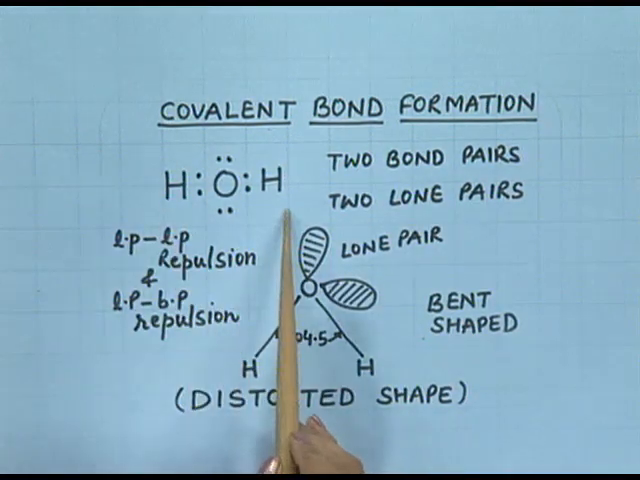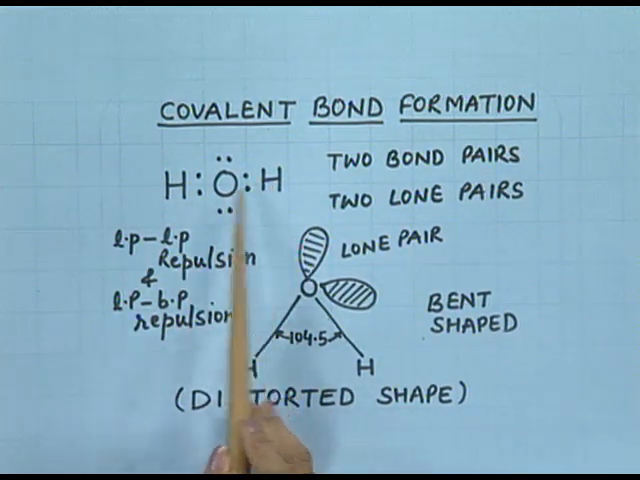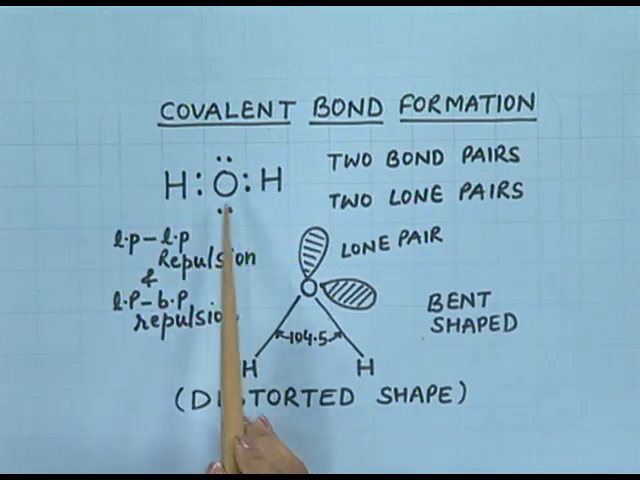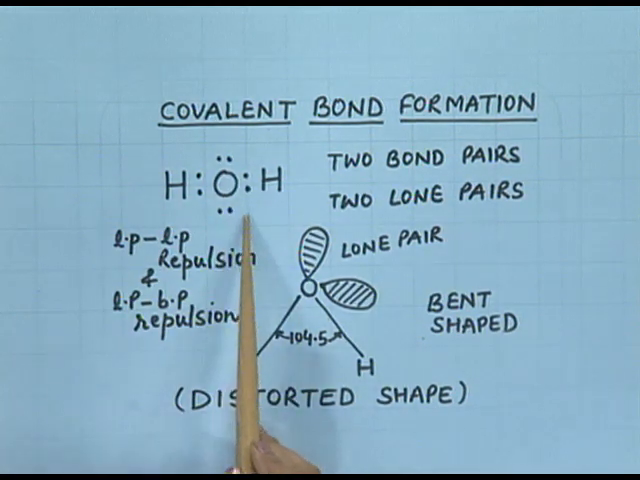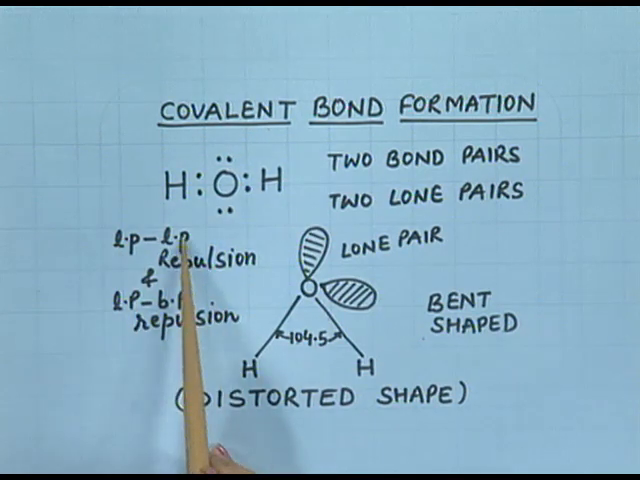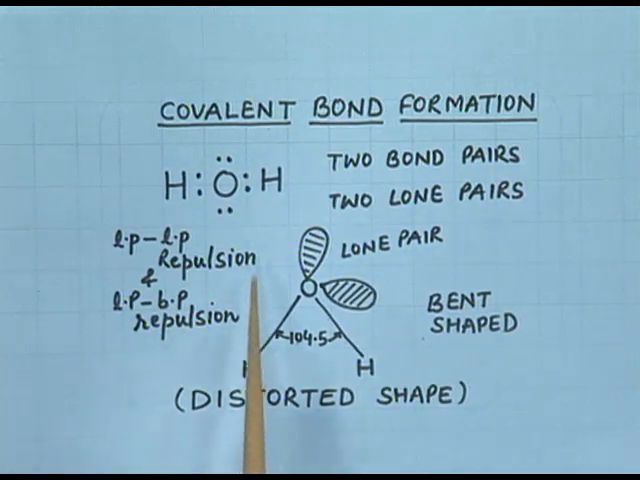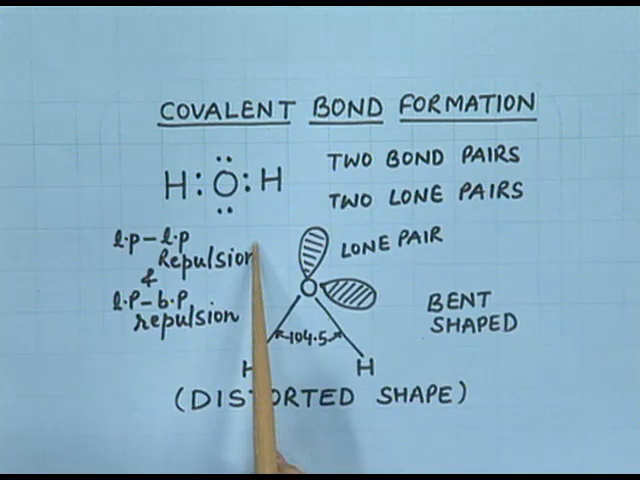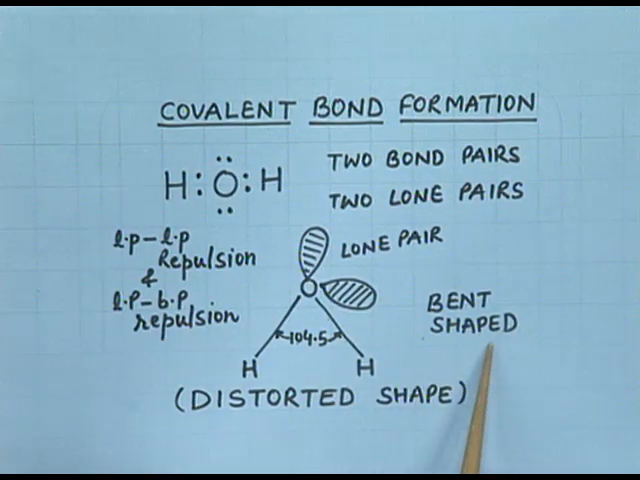Now from this structure you can see that this pair and this pair is a shared pair, and it is a covalent bond. In addition to these shared pairs of electrons, there are 2 lone pairs on the oxygen: 2 bond pairs and 2 lone pairs. Now there will be lone pair repulsion and lone pair bond pair repulsion. Due to these repulsions, the shape of the water molecule will be distorted, and we say that the shape of the water molecule is bent.